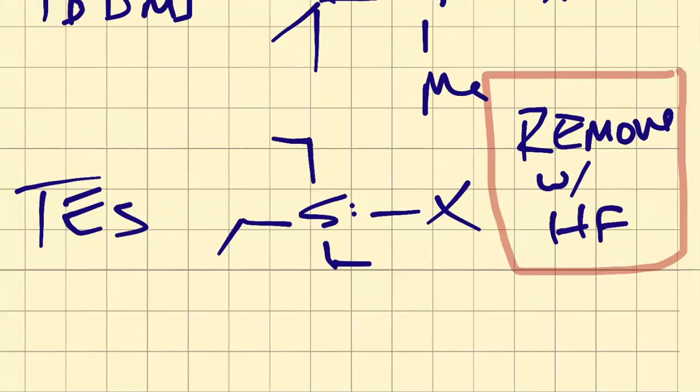Using HF is tricky because you can't use it in glass. You've got to use it in plastic. So a lot of times when you do your deprotection, you'll do it in a Nalgene vial or a Teflon coated vial, so you don't etch out the glass in a round bottom flask. But you can remove most of your silicon protecting groups with HF.